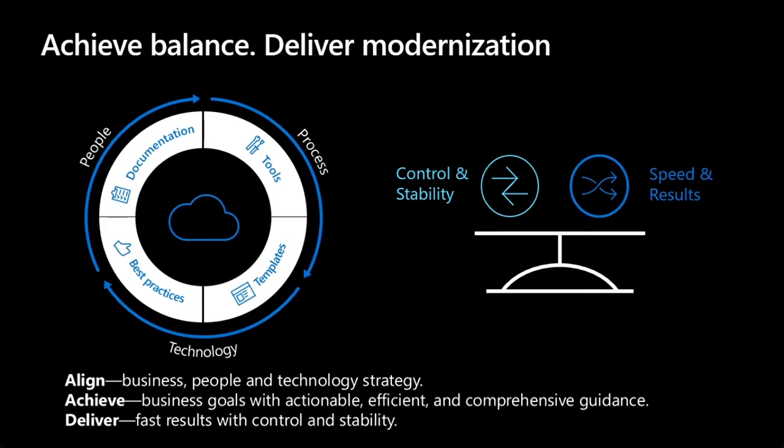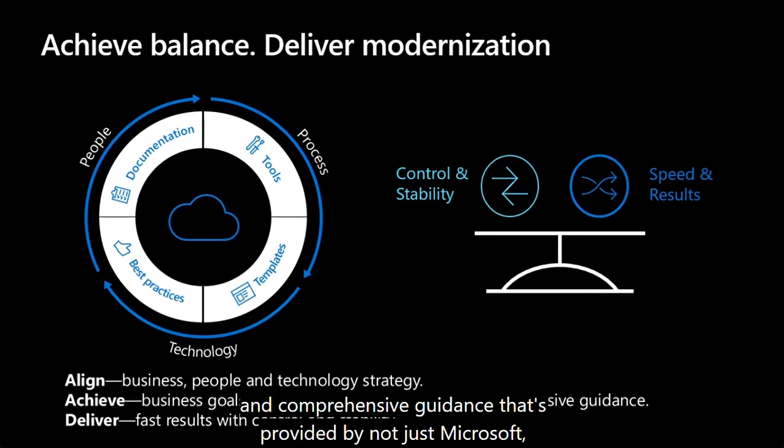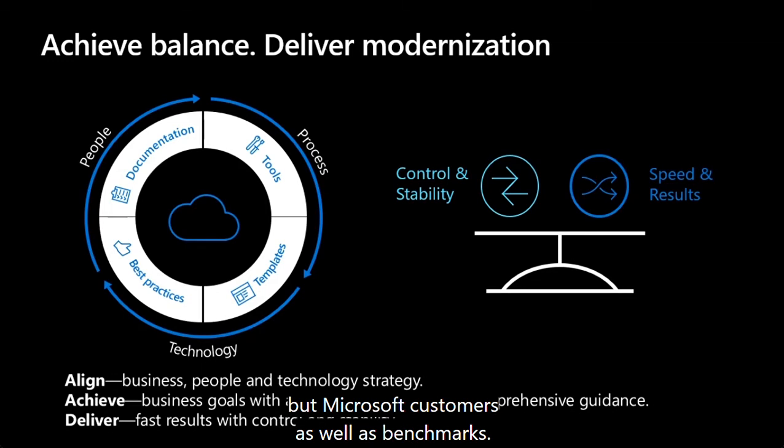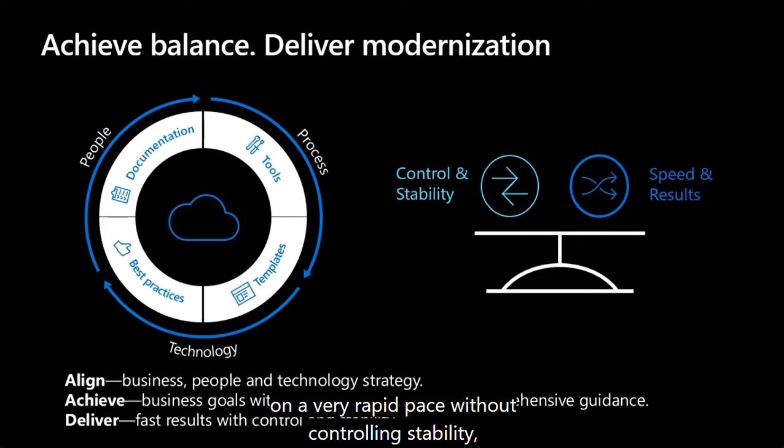So that's why underneath it all, the Cloud Adoption Framework allows us to align business, people, and technology strategy. It allows us to achieve not just the business goals and the technological goals, but balance that out with actionable, efficient, and comprehensive guidance that's provided by not just Microsoft, but Microsoft customers as well as benchmarks. And it also allows us to deliver fast results with control and stability. You do not want to, for example, rush into this project and just deliver outcomes at a very rapid pace without control and stability. There has to be a balance between both.